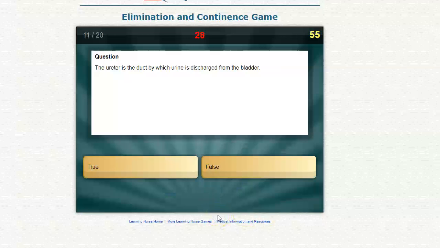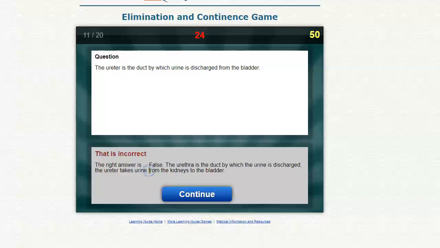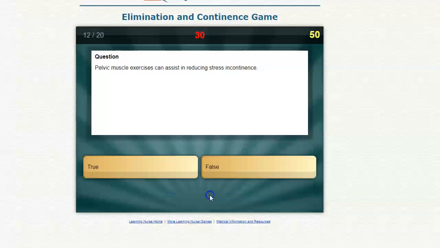The ureter is the duct by which urine is discharged from the bladder. No, that's false. The urethra is the duct by which the urine is discharged from the bladder. The ureter takes urine from the kidney to the bladder. Think about your anatomy and physiology. I'm purposely answering these wrong because sometimes we learn better by wrong than correct answers.